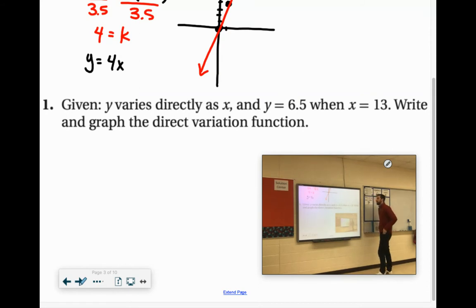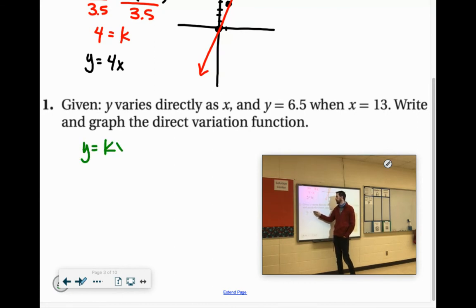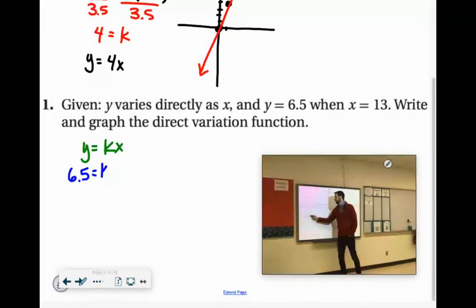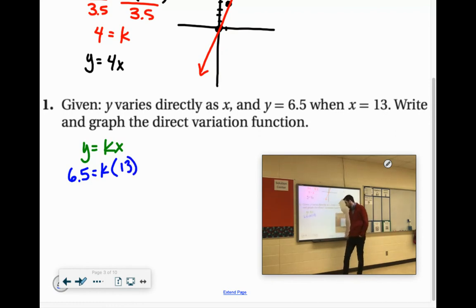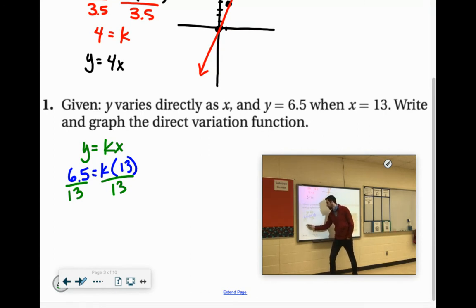Given y varies directly as x, and y equals 6.5 when x is 13, write and graph the direct variation function. We're starting with y equals kx, no big deal. No big deal at all. It says y is 6.5 when x is 13. So we'll divide that 13. And that comes out to 1/2, because 6.5 is half of 13.